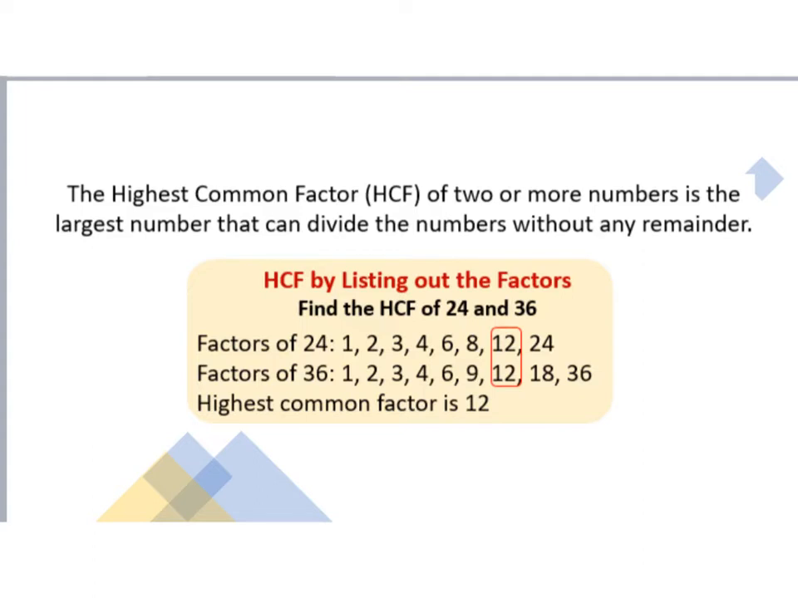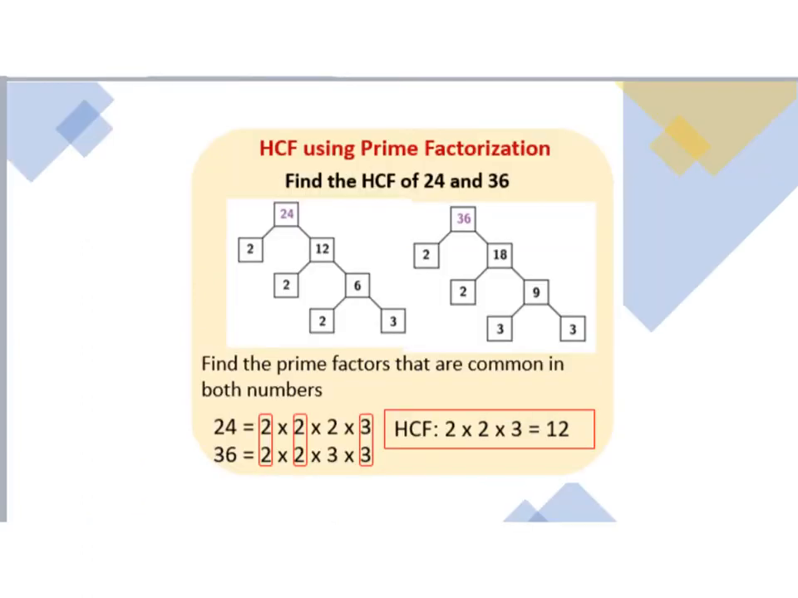Next we're going to list all the factors of 36: 1, 2, 3, 4, 6, 9, 12, 18 and 36. We're going to pick out any common factors to both lists and the highest one is the answer. So in this case the answer is 12.